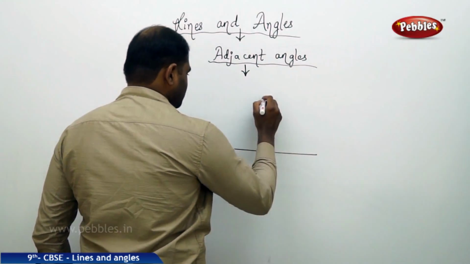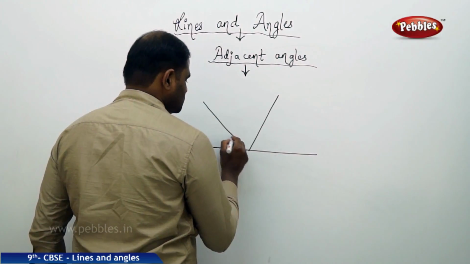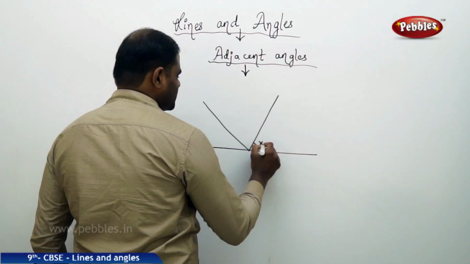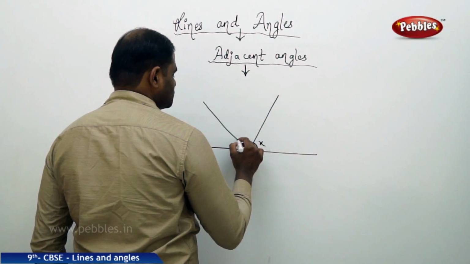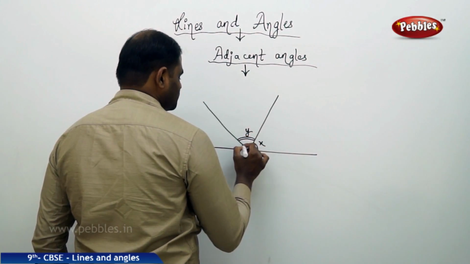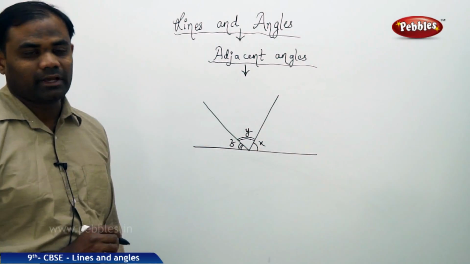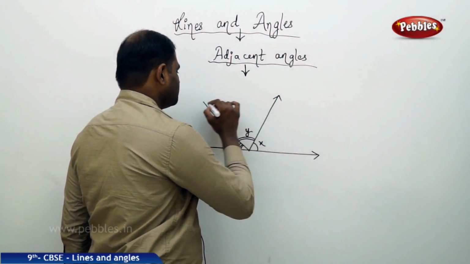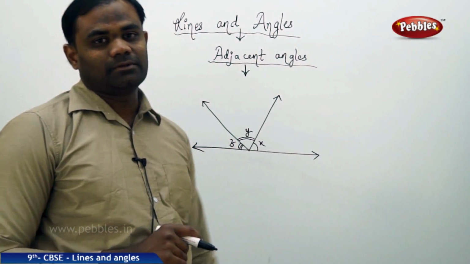For example, I have two lines out here where this angle is x and this angle is y and this angle is z, x, y, z. Now here, let's see how the adjacent angles can be applied to this.